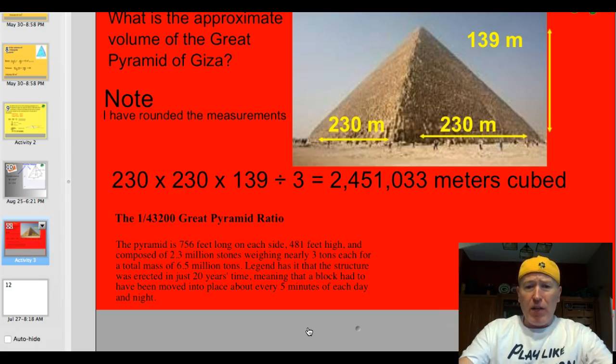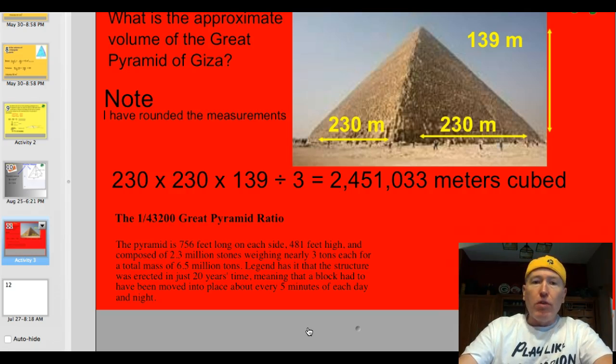So basically, here's some interesting facts here. It's 756 feet long on each side, 481 feet high. It's composed of 2.3 million stones weighing nearly 3 tons each. That's like 2.3 million cars. A car is about 3 tons. That's a total mass of 6.5 million tons. Legend has it that the structure was erected in just 20 years. And if that's the case, that means that one of these blocks had to have been moved into place every 5 minutes of each day and night, round the clock for 20 years. That's crazy. I don't know how they did it.